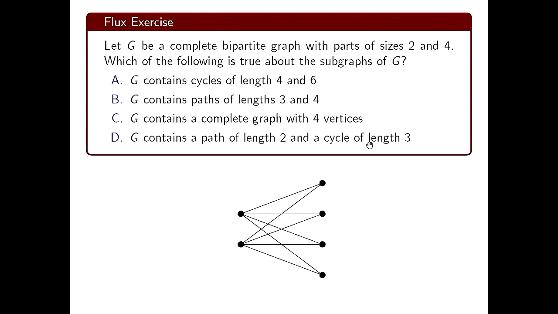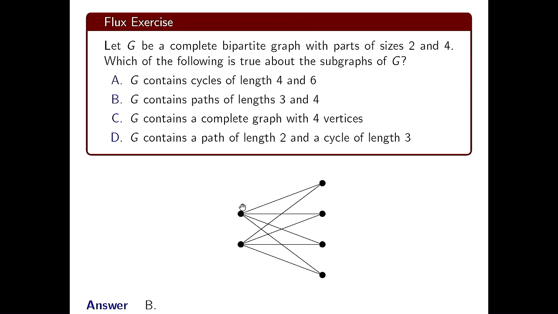D is wrong because there's no cycle of length 3 here, right? We'd have to be able to go 1, 2, and then 3, but we can't do that because it's bipartite. So D's wrong. A is wrong. There's no way you can cram a cycle of length 6 here, right? I can see a cycle of length 4, 1, 2, 3, 4, but a cycle of length 6 would have to have 3 vertices on the left and 3 on the right, and we don't have enough vertices.